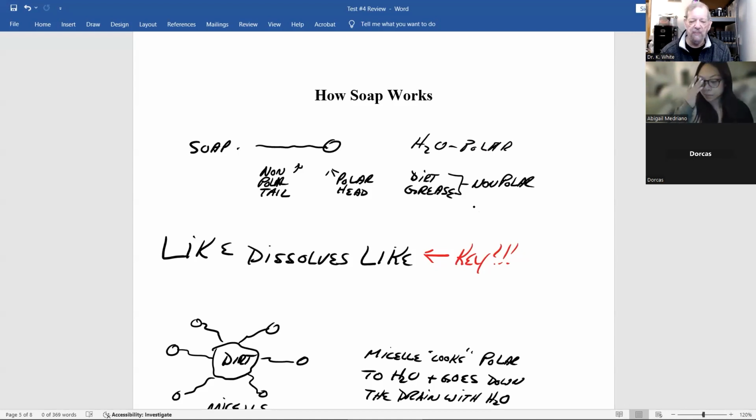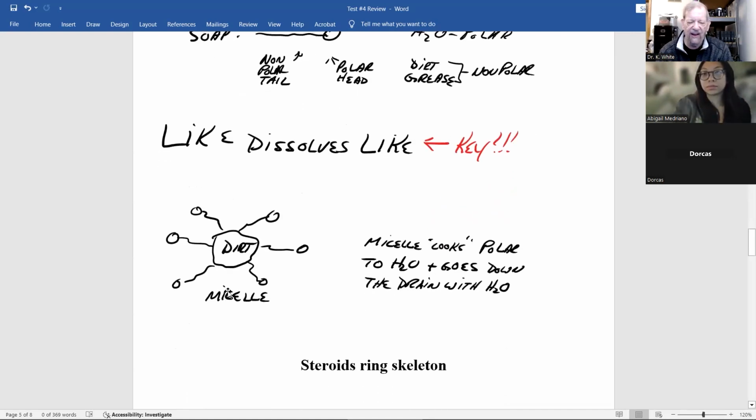Now, the most important part of the puzzle, notice it says key, and it's in red. That means it's important, is like dissolves like. Things that are polar are soluble in polar things. Things that are nonpolar are soluble in nonpolar solvents, and you can't mix the 2 together. And you should know how to draw. Here's a little piece of dirt. And because dirt is nonpolar, it attracts the nonpolar tails of soap. Because if you just do water on your hands, it's not going to get them clean.